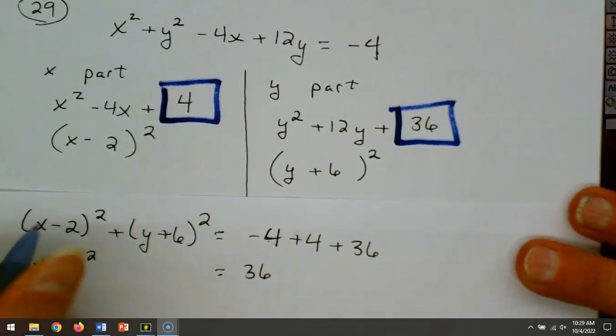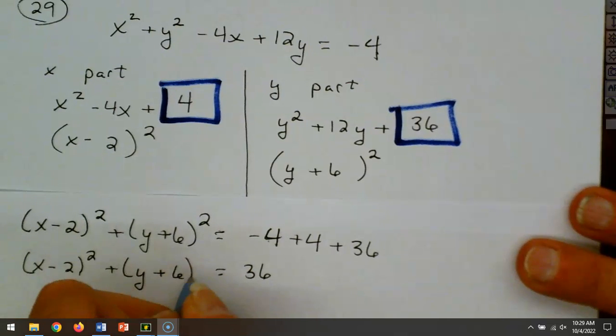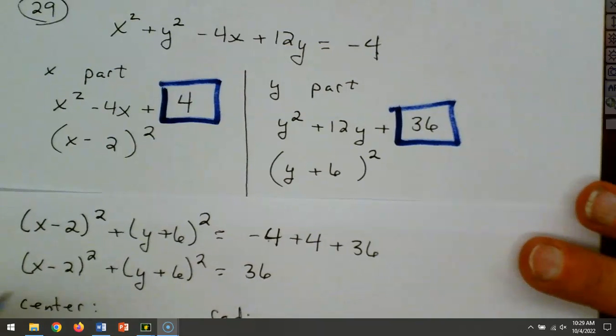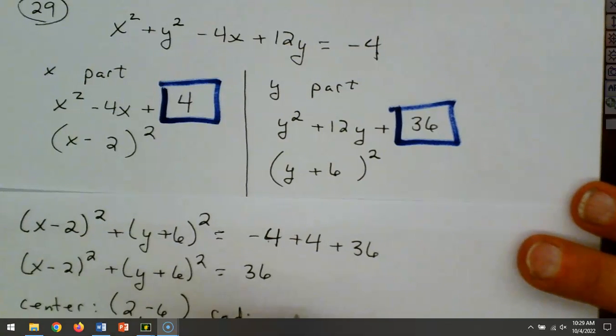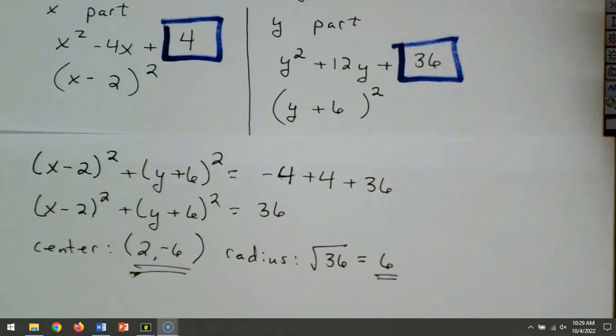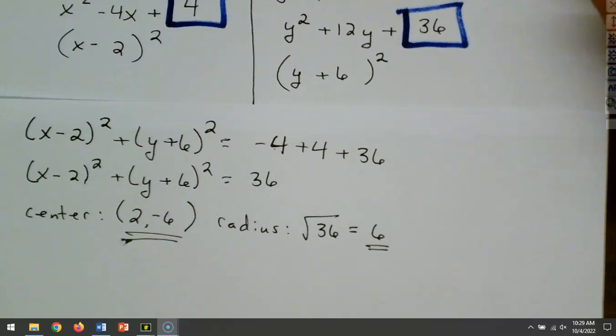Now, this is in center radius form, and we can now find our center and the radius. So what would the center be? Does anyone know? Yep, 2 and negative 6. And your radius is not 36, it's the square root of 36, which is then what? 6. So the only thing that you really need to remember is half and square. And you always keep track of everything that you're adding in, because it has to be added in at the end.